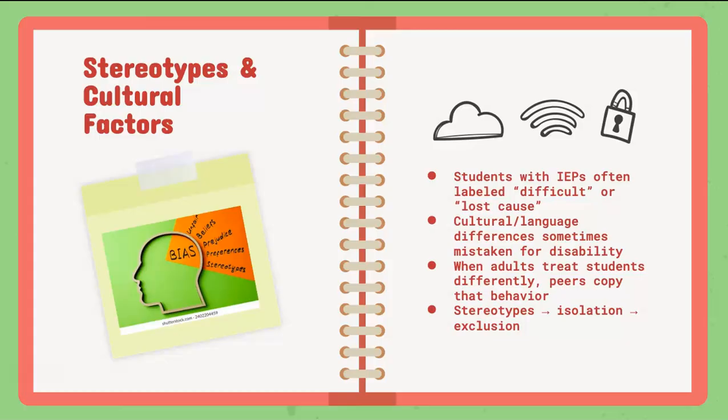He also mentioned that with having these barriers, it causes exclusion for the child. Because when the adult treats the student differently, then the other children in the classroom will do the same thing. So because of these stereotypes, it pushes the student into isolation and exclusion, which again is not helpful in an inclusive classroom environment.